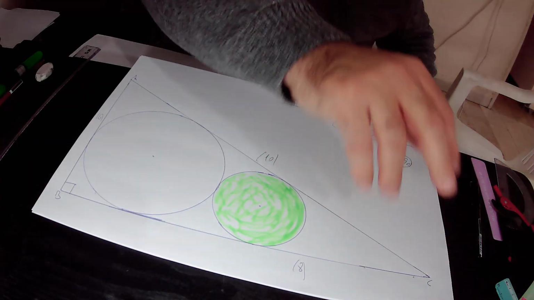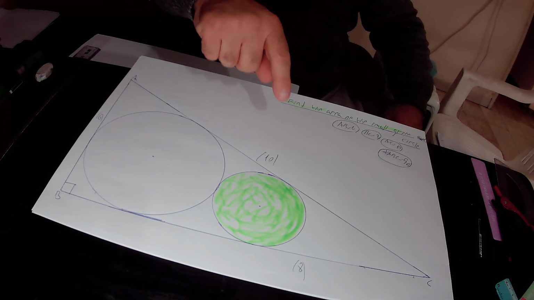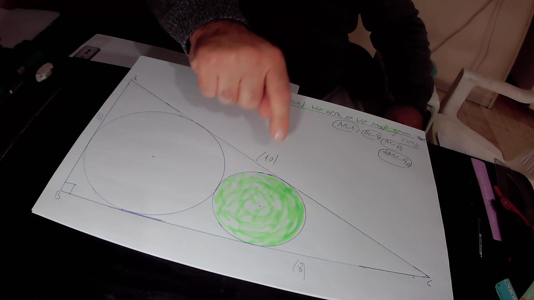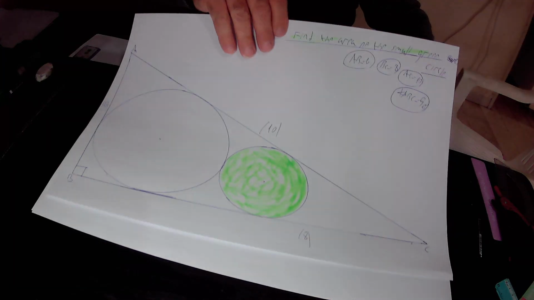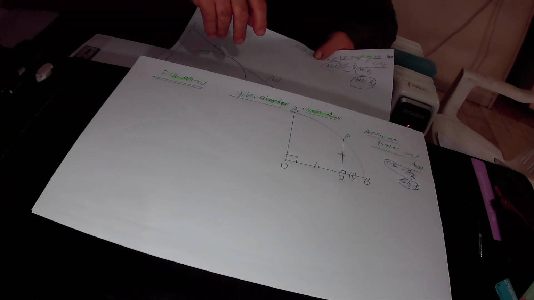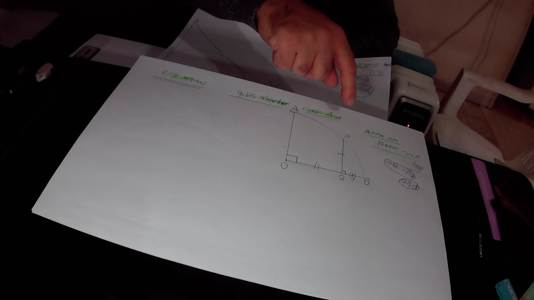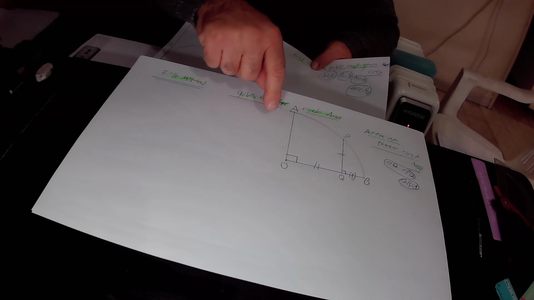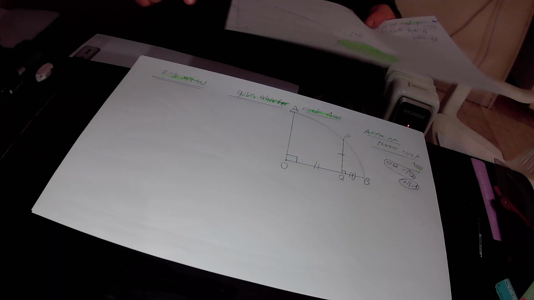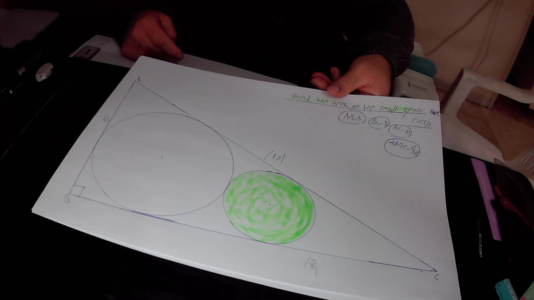Hello, in this lecture I will answer two questions. In the first question, we'll find out the area of this small green circle. And in the second question, we'll find out the area of this quarter circle A or B by using two different methods. So we start with the first question.